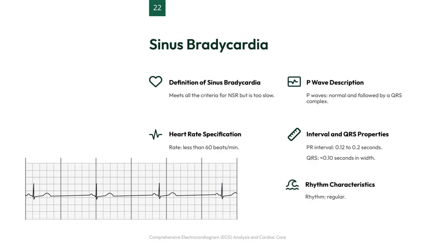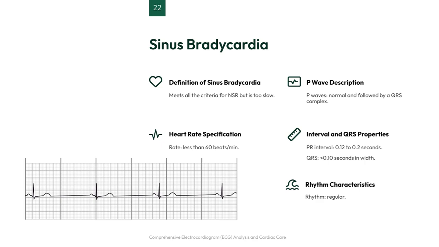Sinus bradycardia is essentially a normal sinus rhythm, but it's slower than what we typically expect. The key feature here is the heart rate. It's less than 60 beats per minute, which is slower than the usual range. Despite this slow rate, the rhythm remains regular, meaning the timing between heartbeats is consistent. When we look at the P waves, they appear normal, and importantly, each P wave is followed by a QRS complex, showing that the electrical signal is properly conducted through the heart.